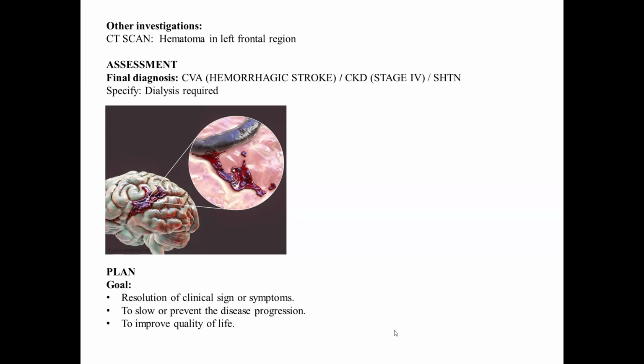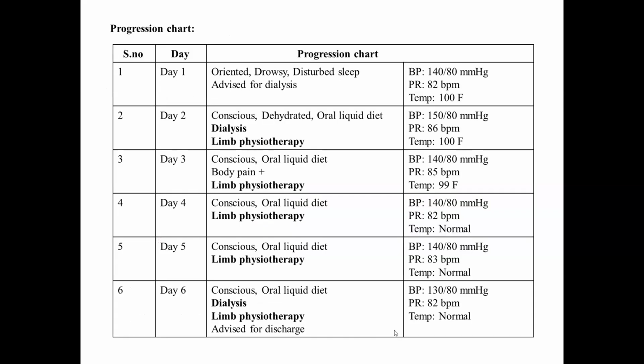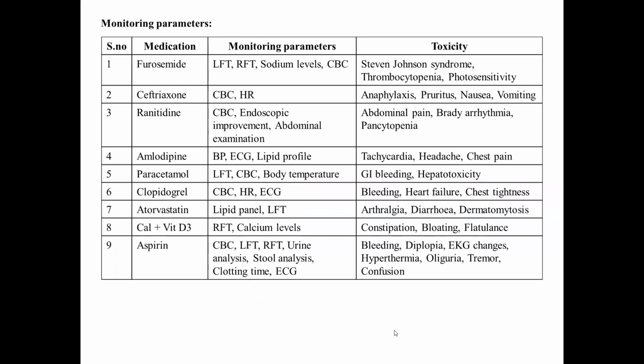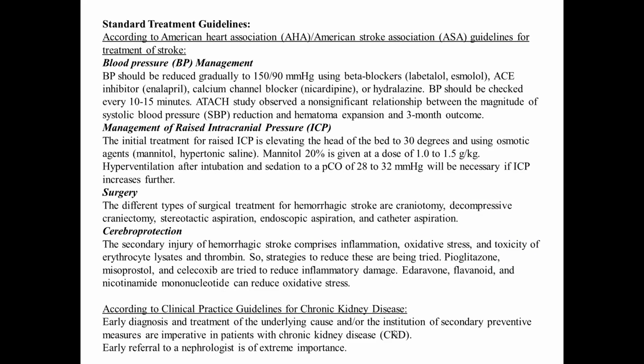The treatment plan that was given to him: the goal of the plan was resolution of the clinical signs and symptoms, to slow or prevent the disease progression, and to improve the quality of his life. The standard treatment which should be given for a hemorrhagic stroke is the management of blood pressure, the management of the intracranial pressure, surgery, and cerebroprotection treatment.